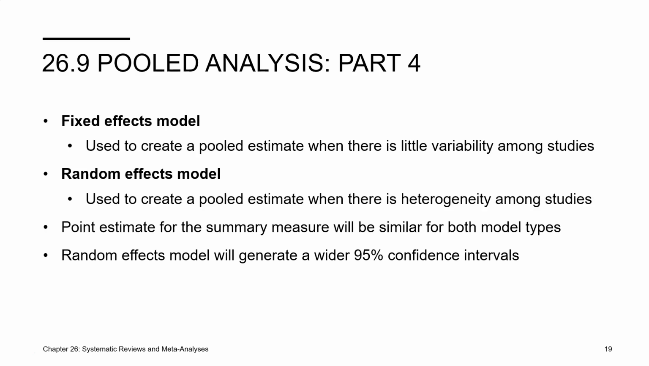When you pull these data together, you can use either a fixed effects model or a random effects model. The fixed effects model is used to create a pooled estimate when there is little variability among the studies, versus a random effects model that is used to create a pooled estimate when there is heterogeneity among the studies. And this is something that can be set within the software that you use when you pool your analysis. The point estimate for the summary measure will be similar for both model types. However, with a random effects model, it'll generate a wider 95% confidence interval.